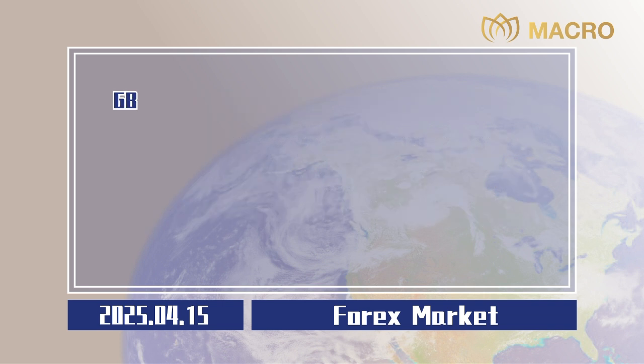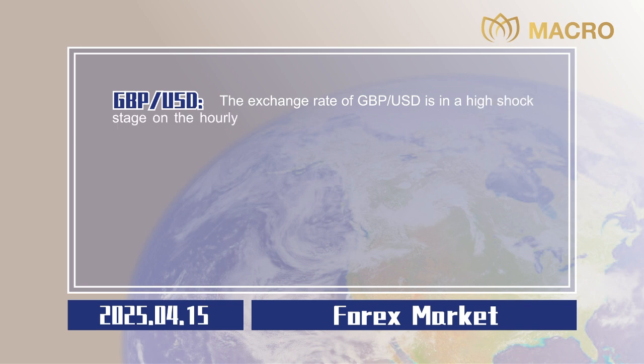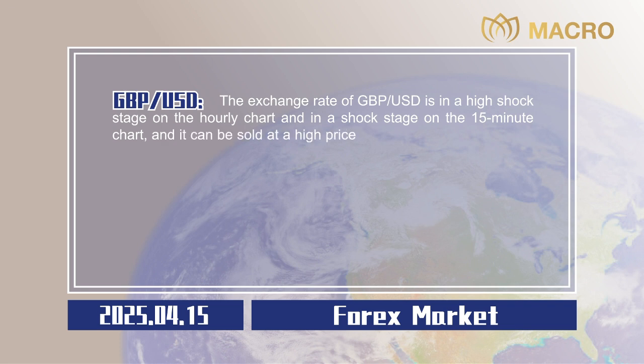0.0020. Pound sterling to US dollar. The exchange rate of pound sterling to US dollar is in a high shock stage on the hourly chart and in a shock stage on the 15-minute chart, and it can be sold at a high price and bought at a low price in the range of 1.3166 to 1.3224.